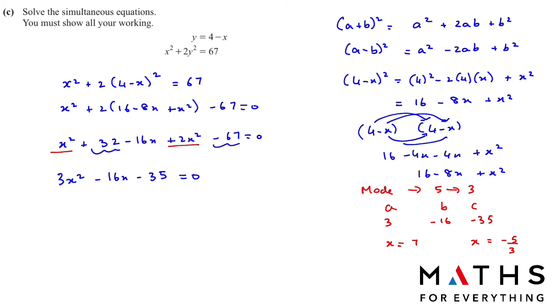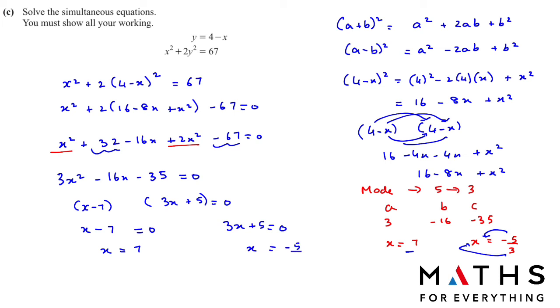When I want to write it in factor form, I just have to change the sign. So I can write it as x minus 7, and for the one with the fraction, this 3 will come here, it'll be 3x, and the negative 5 will be positive 5. And then you write down your factors, make it equal to 0. So x is 7 and x is negative 5 over 3. This is your final answer. These are steps to show that you have worked it out.